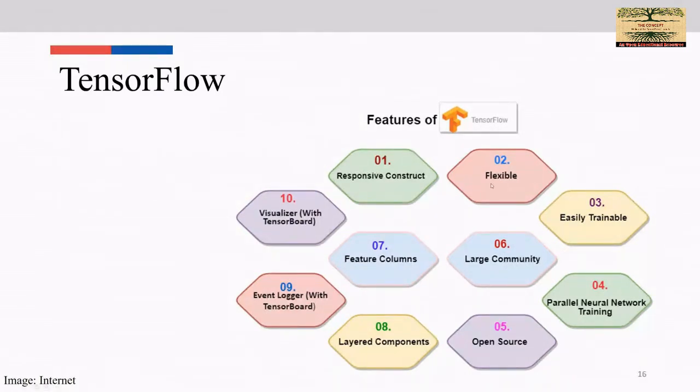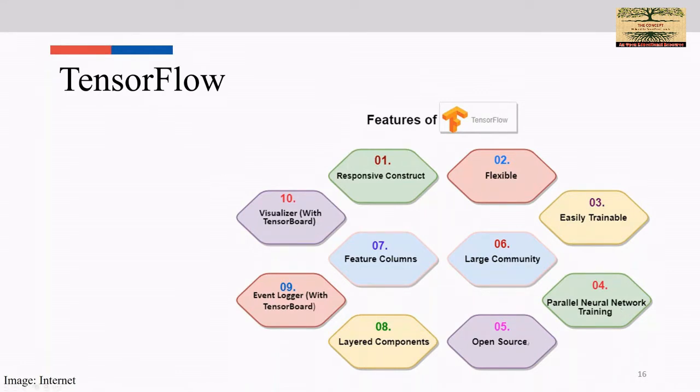It's flexible. What does that mean? You can run it on your own machine, you can run it in the cloud, you can combine it with another programming language, and so on. Easily trainable: you don't need to think about the GPU, you don't need to think about the parallel processing. It's very easy to train a neural network. Parallel neural network training: yeah, if you have multiple neural networks, TensorFlow supports parallel training of them.